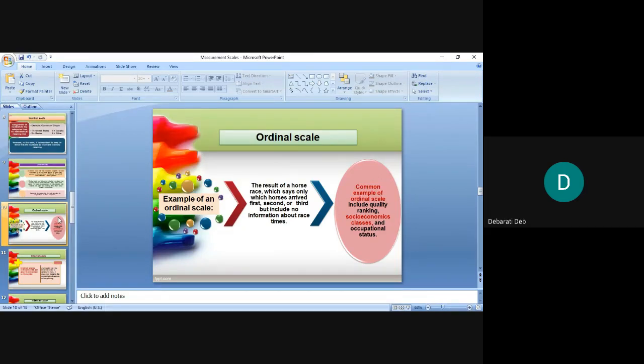Then occupational status: you are a student but I am a teacher, I have more degrees than you, so I am better than you in this respect. So this also will help me to rank. If I have the occupational status, the number of degrees I have and you have and others have, then I can rank us, isn't it? So it is done with the help of ordinal scale.